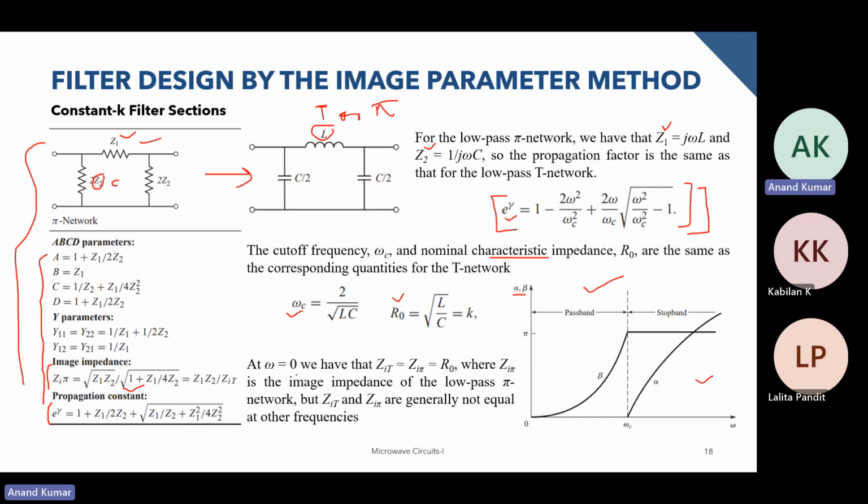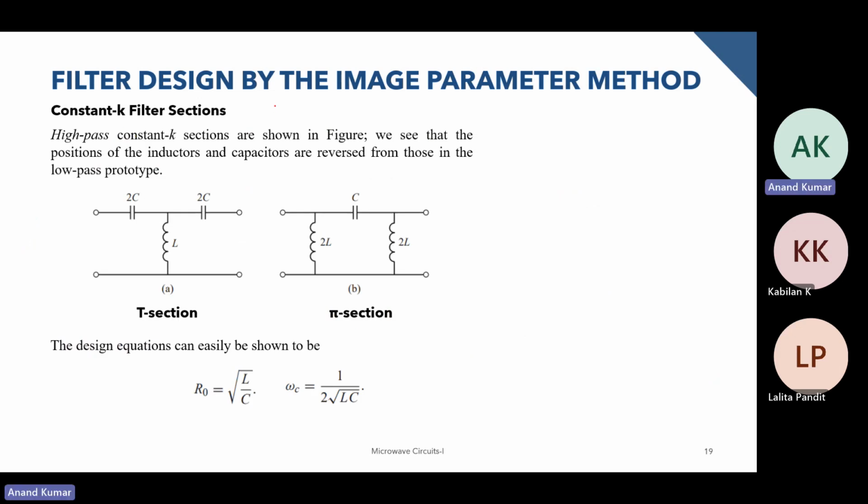And one interesting fact is that at omega equal to 0, what we see is that the image impedance for the T network and the image impedance for the pi network both become equal to R naught. So just in case this comes as a viva question, this is an interesting phenomenon that you could notice. But otherwise, generally they are not equal.